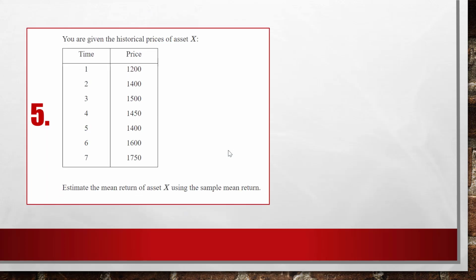Alright, problem number 5. You are given the historical prices of assets 1, 2, 3, 4, 5, 6, and 7 with the price 1,200, 1,400, 1,500, 1,450, 1,400, 1,600, 1,750. Estimate the mean rates of assets X using the simple mean return. For this problem, many of you might have gotten it wrong. You take the average of the second column. You take all these 4 digit numbers, add them together and divide by 7, which is completely wrong.